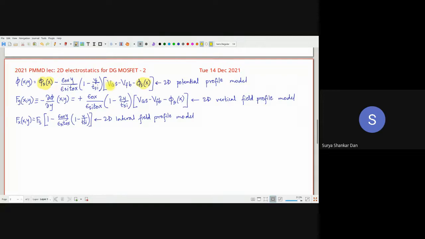If you notice, VGS is something which you are applying. So we need to find phi s in order to get a meaningful understanding of this. Phi s essentially means Fs also, in order to have a meaningful understanding of these relations. So our objective now is to figure out the value of the 1D potential, the surface potential profile. 1D, because surface potential is only a function of x, right?